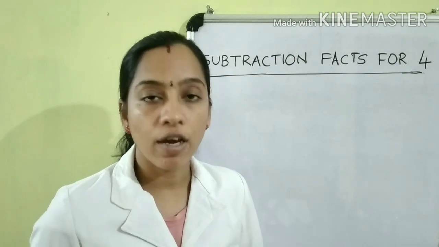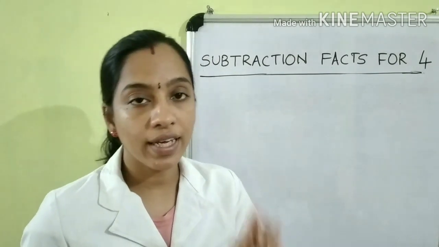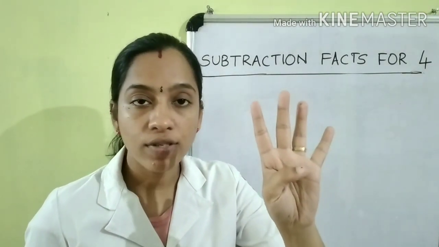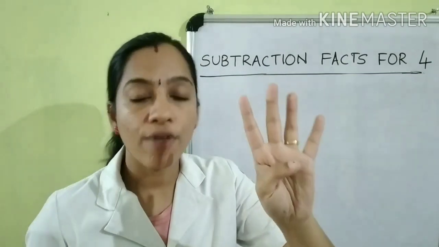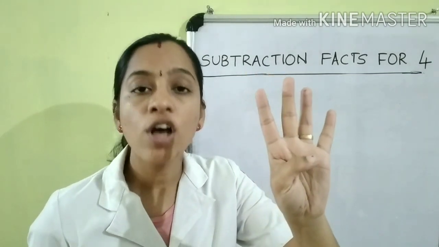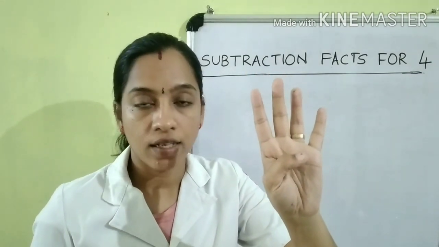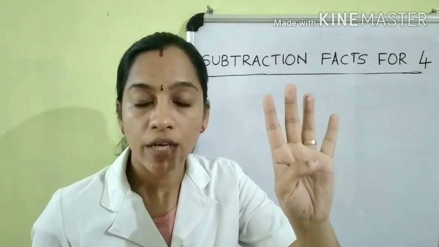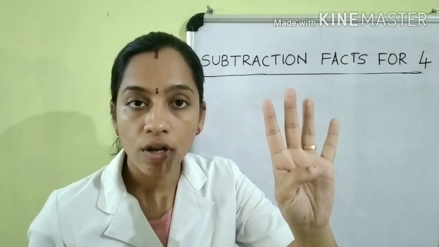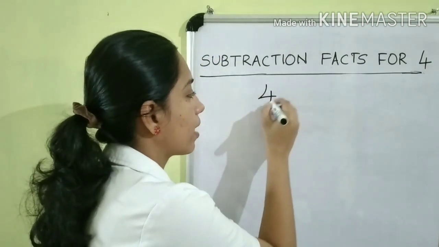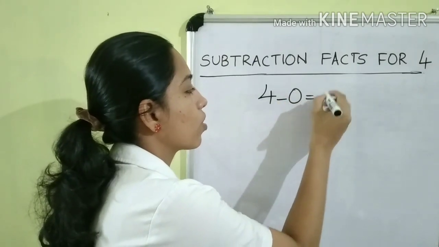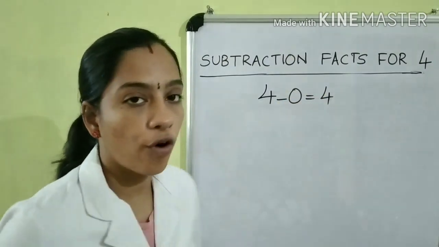For that, we are going to take 4 fingers. First, we have to subtract 0 from 4. We know 0 means nothing. So, what will be the answer if we subtract 0 from 4? That is 4 minus 0 is equal to 4. So, first we can write 4 minus 0 is equal to 4.